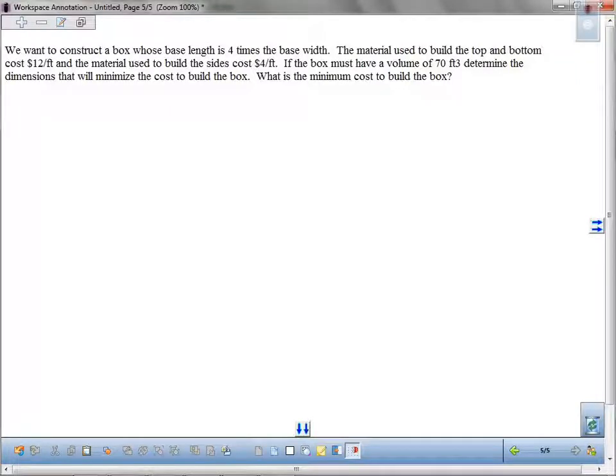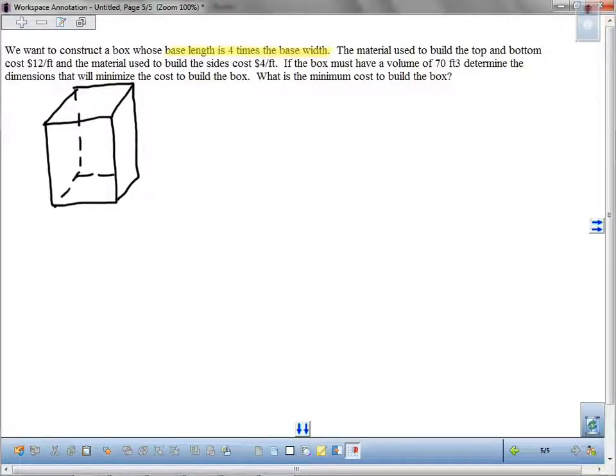For this example, we want to minimize the cost of the box. So the first thing we're going to do is draw a picture of the box. Okay. We're given that the base length is 4 times the width. So if I write all that information down, I can write this as 4W, W, and H.